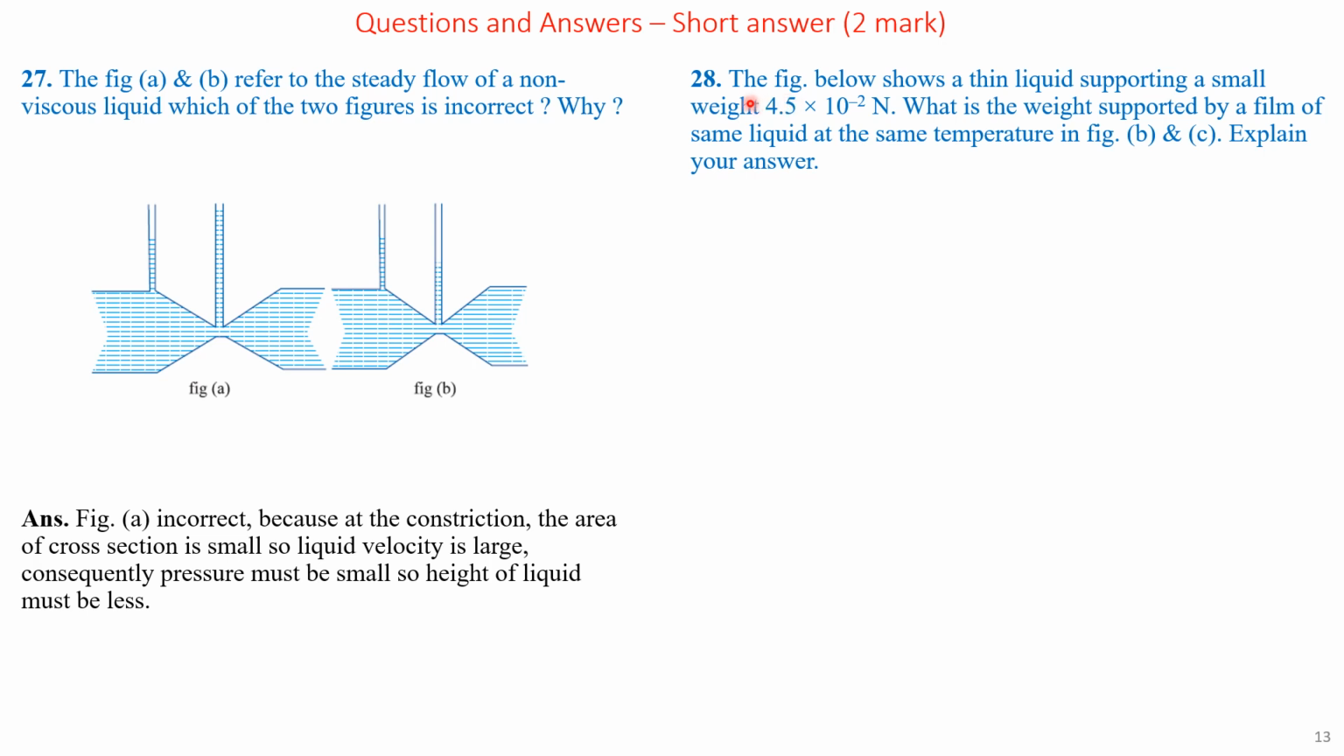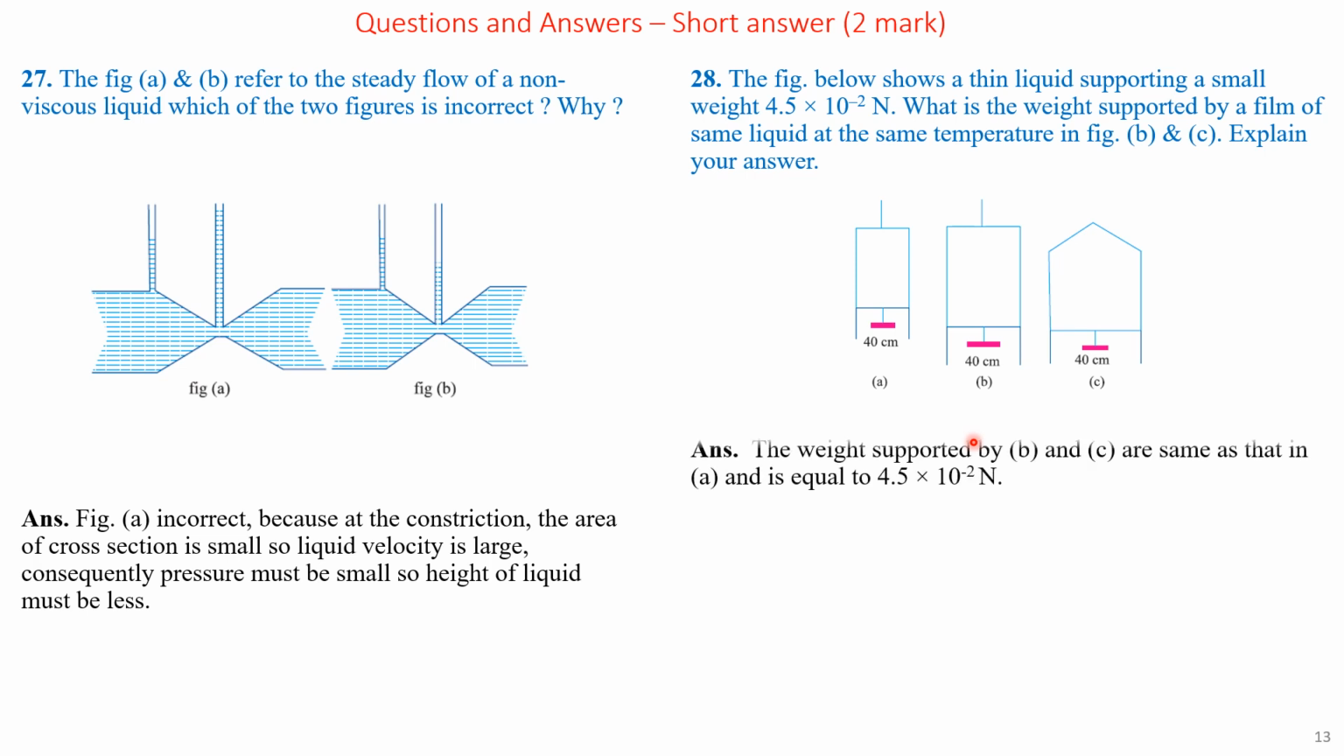Question number 28. The figure below shows a thin liquid film supporting a small weight of 4.5 into 10 to the power of minus 2 newtons. What is the weight supported by a film of the same liquid at the same temperature in figures B and C? Explain your answer. Please see the figure. A, B and C have very different areas of contact. Though the pressure is the same, that is the weight is 4.5 into 10 to the power of minus 2 newtons. So we have to get the answer.